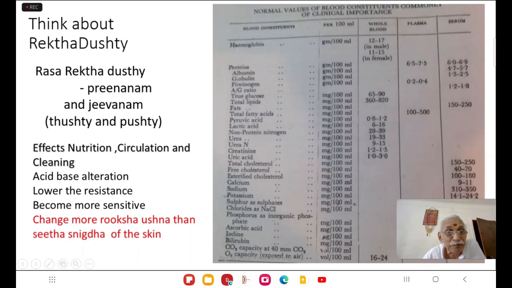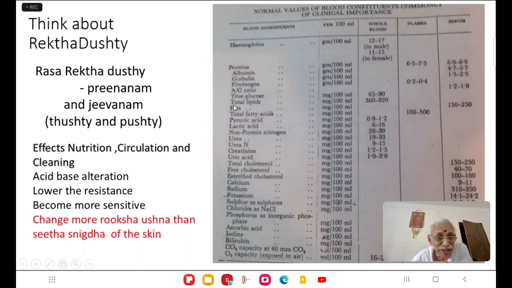When it is increased, think about rakta dushti. I told you about rakta dushti, prinanam and jivanam, tushti and pushti, and that affects the nutrition, circulation, and cleaning of the body. And when the acid-base balance is altered, the resistance is lowered, the body becomes more sensitive, and our body will become more ruksha and ushna, instead of the shita and snigdha of the skin. Normally, our body is shita and snigdha. When it becomes ruksha and ushna, it is abnormal. It causes a pathological condition that gradually affects the whole body.